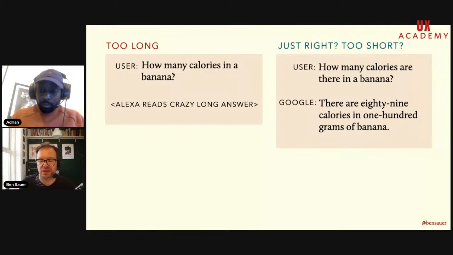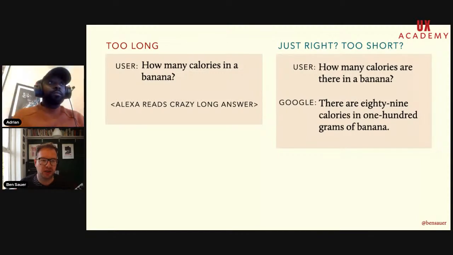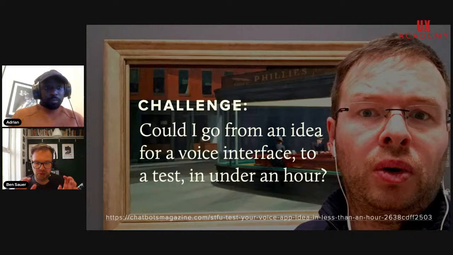Now, I want to give you a quick example of rapid prototyping because that is really important in voice. I was in Chicago working with a friend of mine at Google, and we were discussing this, and I ended up creating a method for prototyping in voice very quickly, and I wrote about it. The challenge was, could I go from an idea for a voice interface to a test in under an hour? That was my challenge to myself. I really wanted to make it super fast to go from a text file full of how I thought the conversation was going to go to being able to test that with a user super fast.